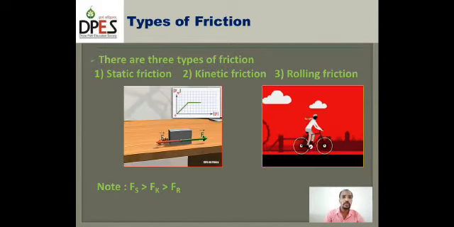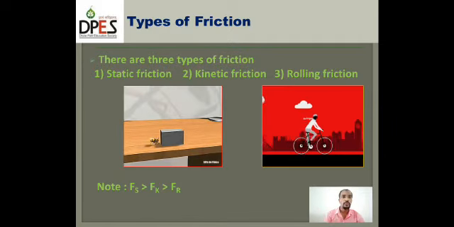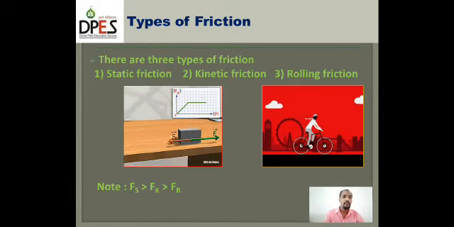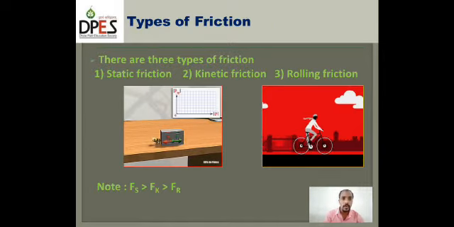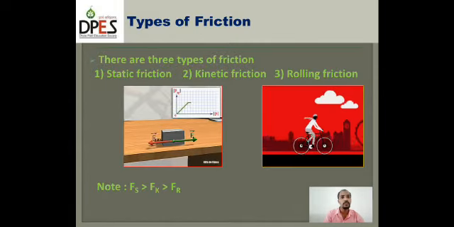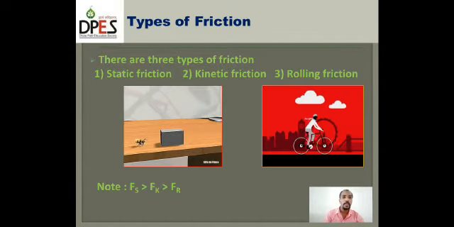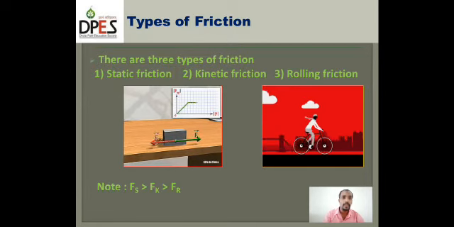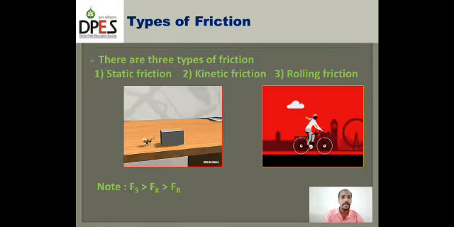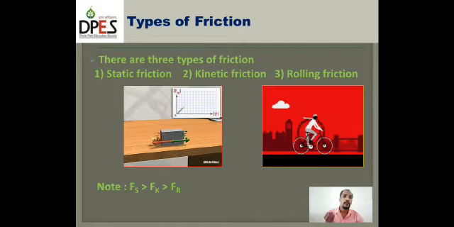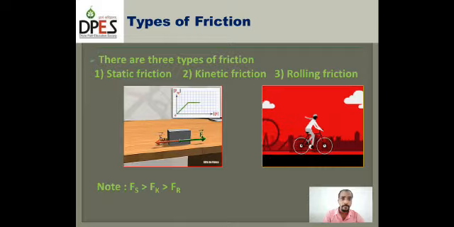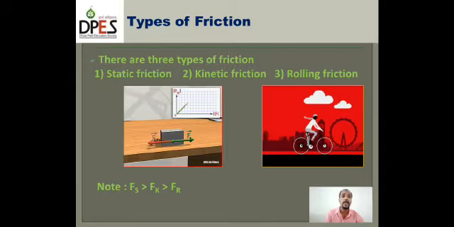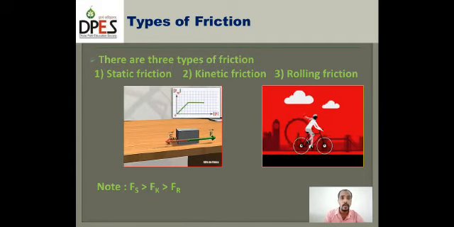Again, let's talk about kinetic friction. When two surfaces are in contact with each other and one surface is sliding over the other surface, then the friction between those two surfaces is kinetic friction. If you observe the first image, an ant is pushing the block. Initially that block will not move because of static friction. If the force from the ant is increased, then the block will start sliding on that surface because of kinetic friction.